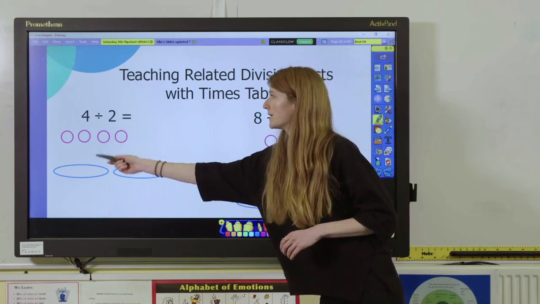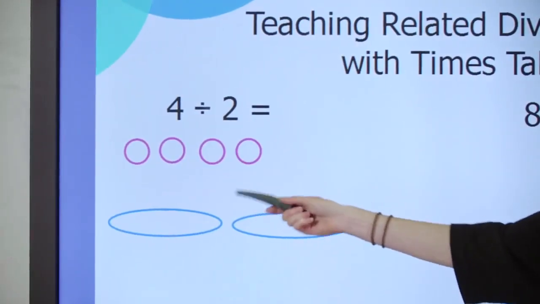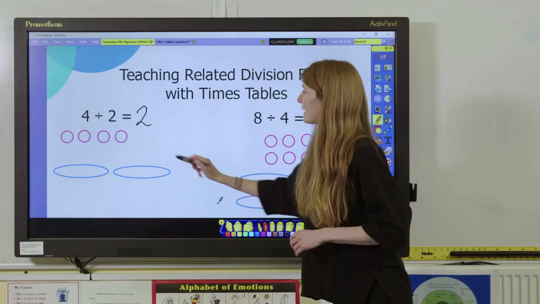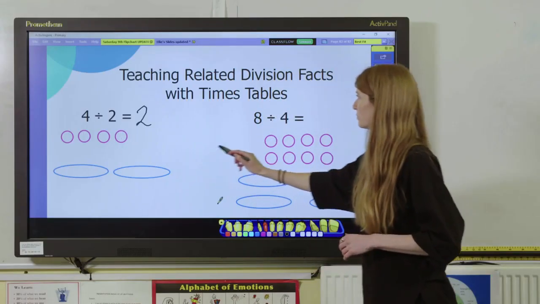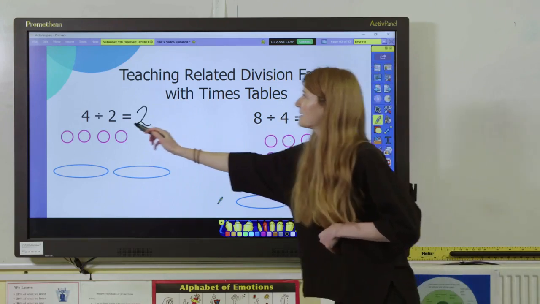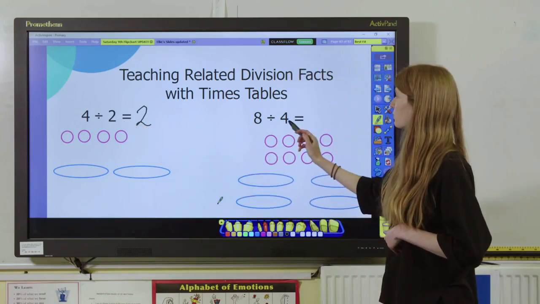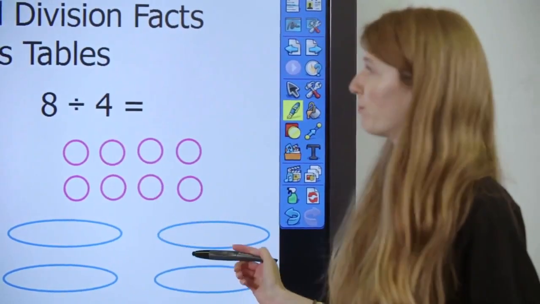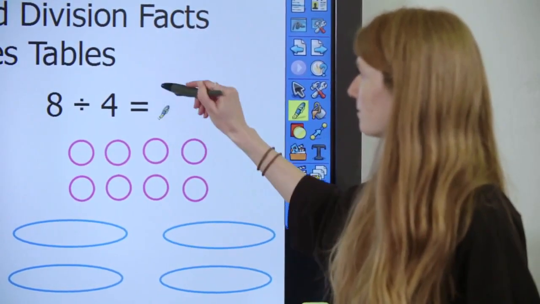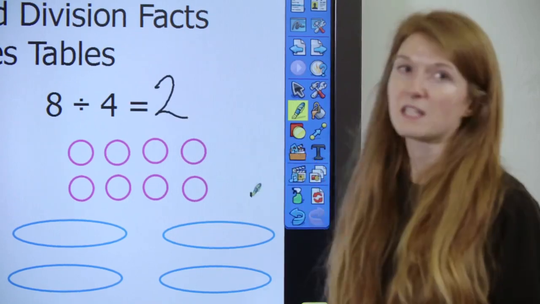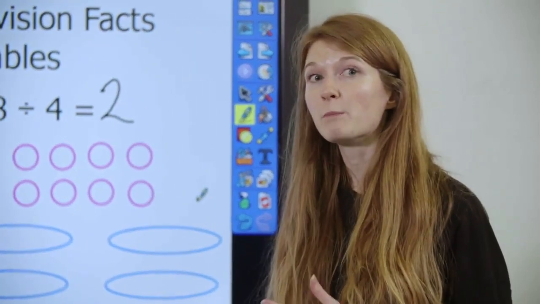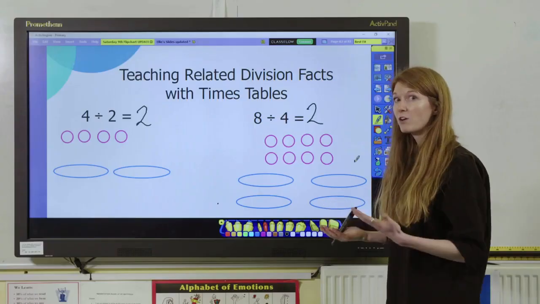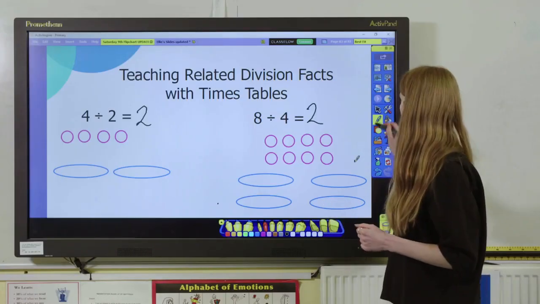4 divided by 2, so if we shared these 4 balls between the 2 plates, would give us 2. And now we're going to double the 4 to give us 8, and double this 2 to give us 4. If we shared double the number of balls between double the number of plates, we would still get the answer of 2. And that's because of the proportional relationship between these two numbers. So let's have a look at how we can use that to learn related division facts.